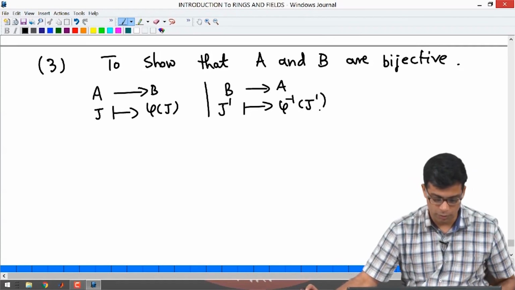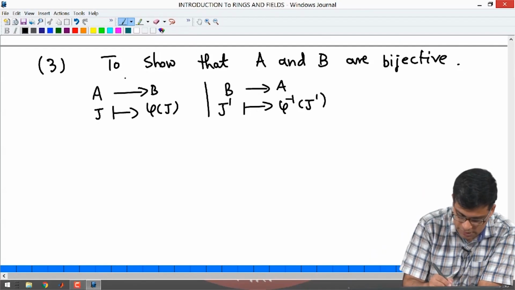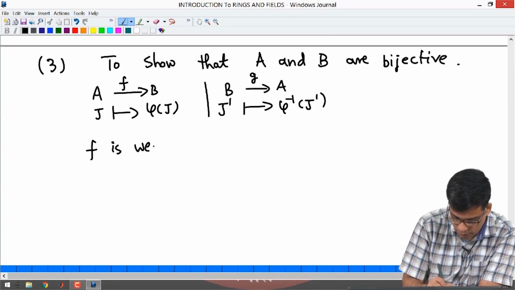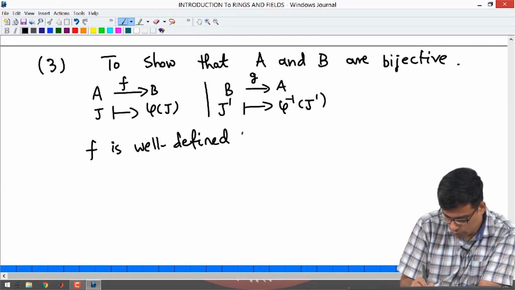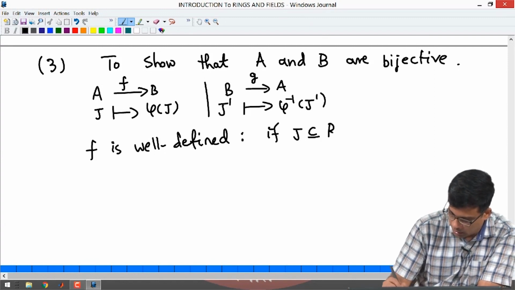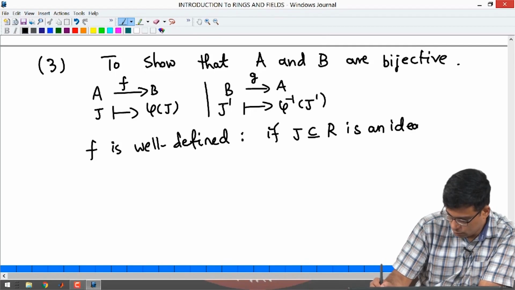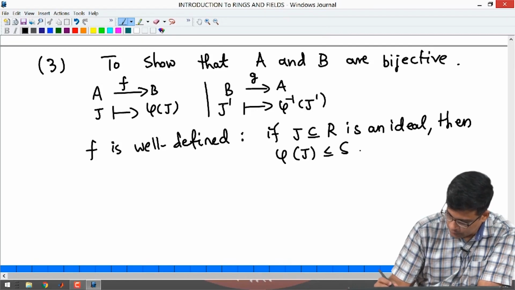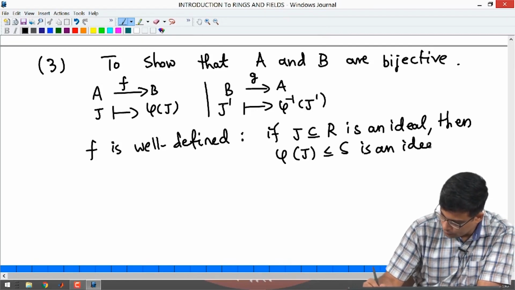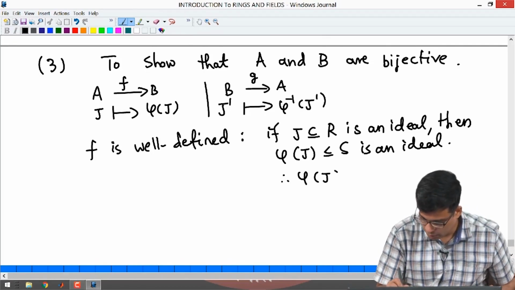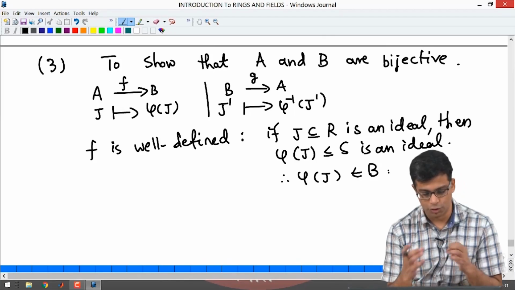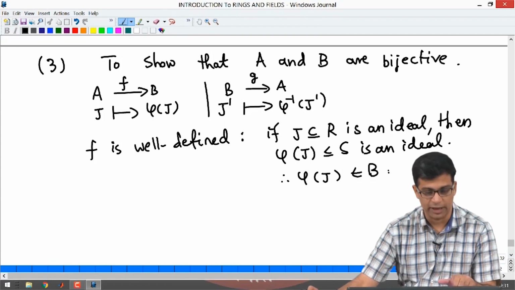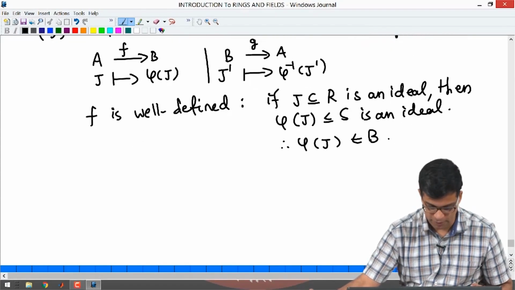Okay. So, the first statement is this is the function. Let us call this f and let us call this J. See, f is well defined, because if J is an ideal in R, then we know always that phi of J is an ideal of S. So, in other words, phi of J is in B. So, there is nothing else to show, all we have to show is that if you start with something in A, its image must be in B. So, that is what I have shown.